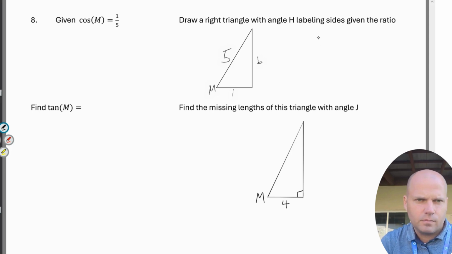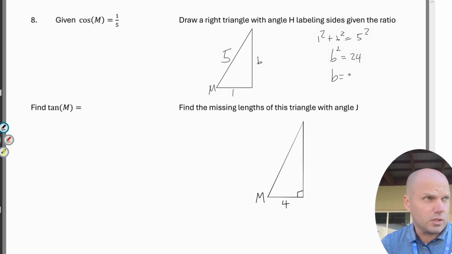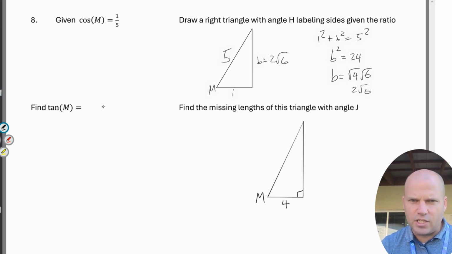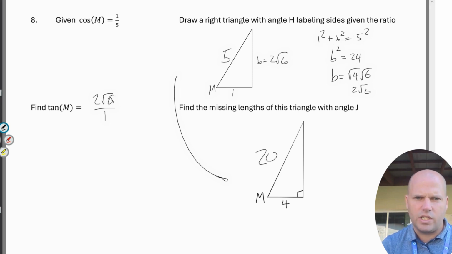B. Excuse me. This is root 24, 2 root 6. Cool. Well, that means the tangent of M would have to be opposite over adjacent. And if this is 4, okay, great, this is 20, multiplying by 4. This would be 8 root 6.